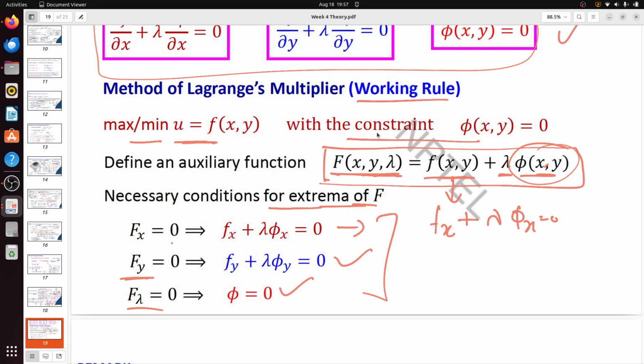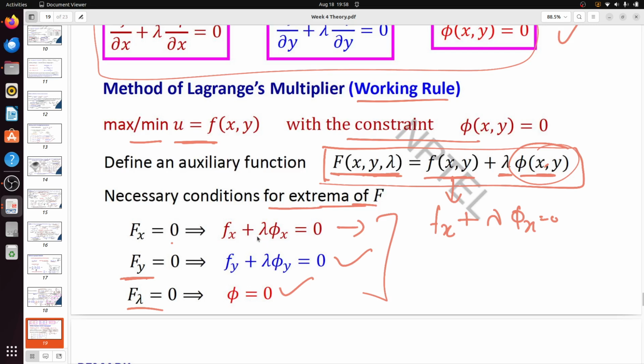Under these circumstances, what will be the max and min value of u? For this purpose you have to define an auxiliary function F(x,y,lambda) equal to f(x,y) plus lambda into phi(x,y). Now take derivatives: Fx equals 0, Fy equals 0, and F lambda equals 0, which gives only phi equals 0. From fx plus lambda phi x equal to 0, you will get the values of x and y. Then put those values of x and y.